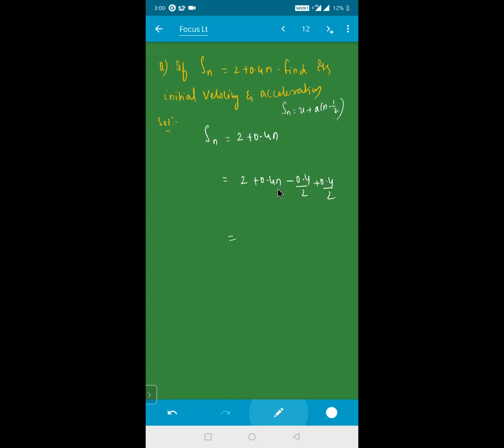So 2 plus 0.4 into n minus 0.4 divided by 2 plus 0.4 divided by 2. Why did I take 0.4? Because in the last term I have 0.4, so whatever term is with n, I have taken it, and added and subtracted it divided by 2. Adding and subtracting, I'll again get back the same equation. Is it clear for everyone? Yes, sir. So now tell me what I can do as the next step for this one. What is the next way I can write?